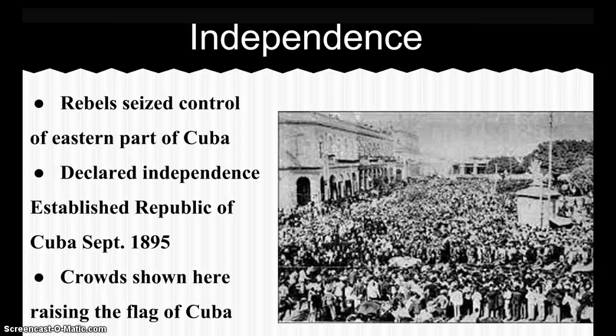But let's get right into independence. I have down there on the notes that this is their key year of independence.